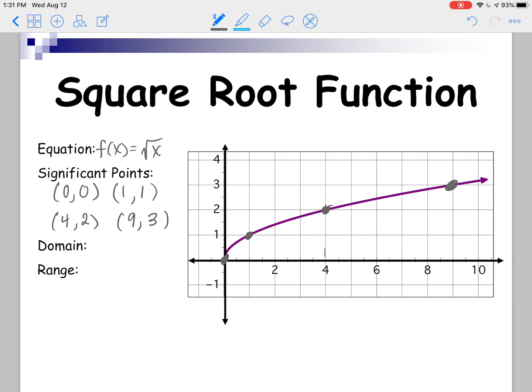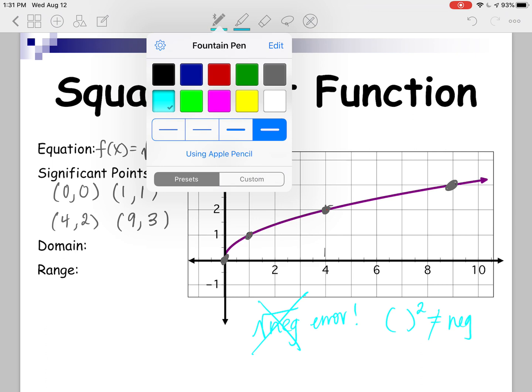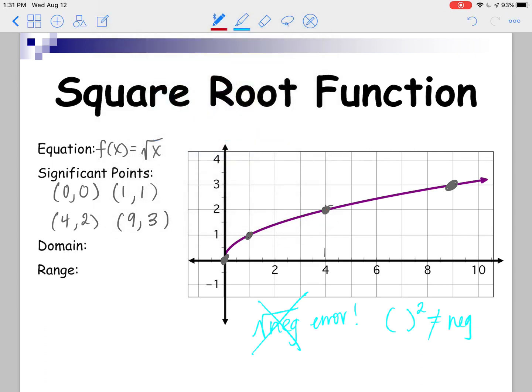And so one thing about square roots is you are not allowed to take a square root of a negative number. If you tried to plug that into your calculator, you would get error. And the reason why is because you can't square a number and get a negative output. And so that is why we have this blunt starting point here at 0, 0. We can't plug in any negative x values over here.